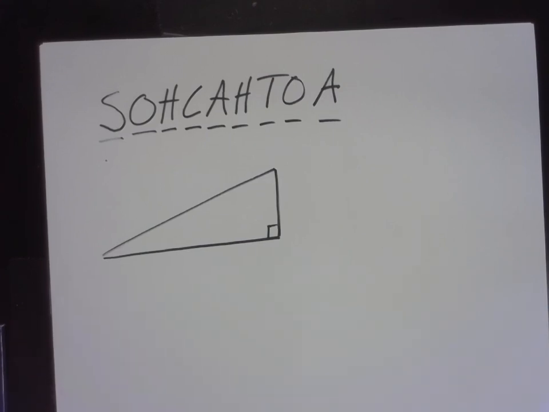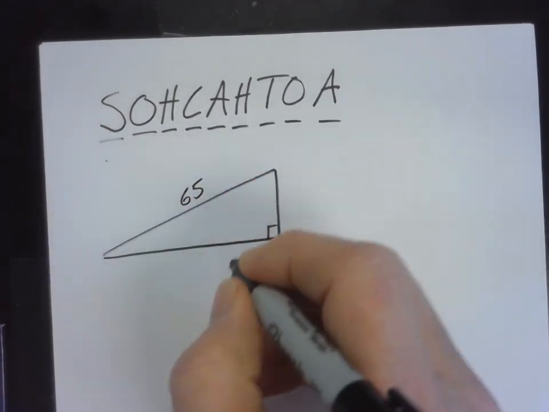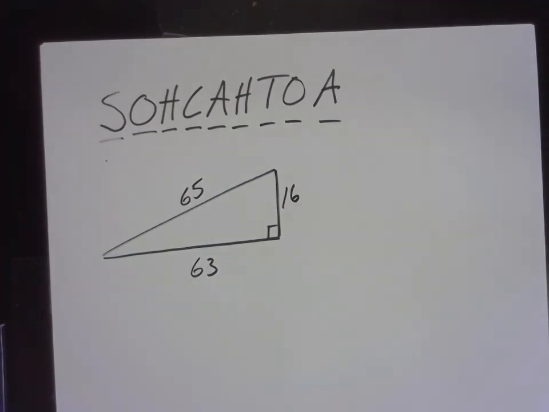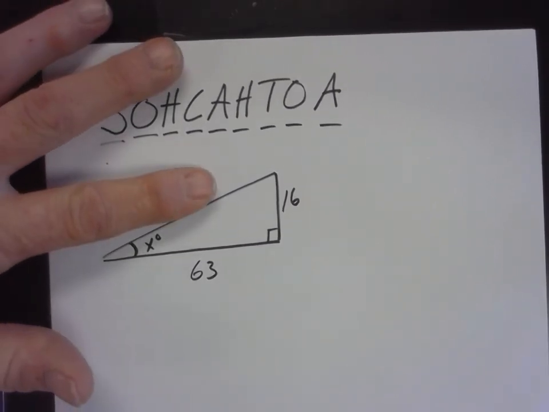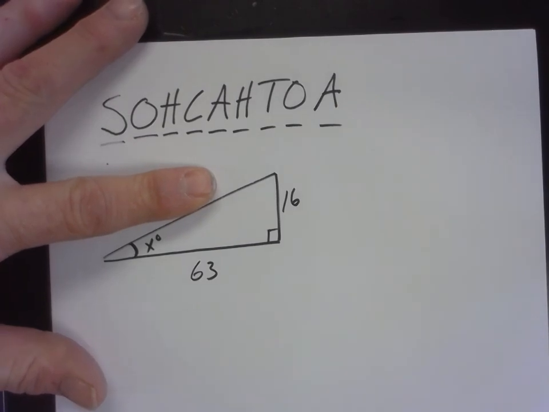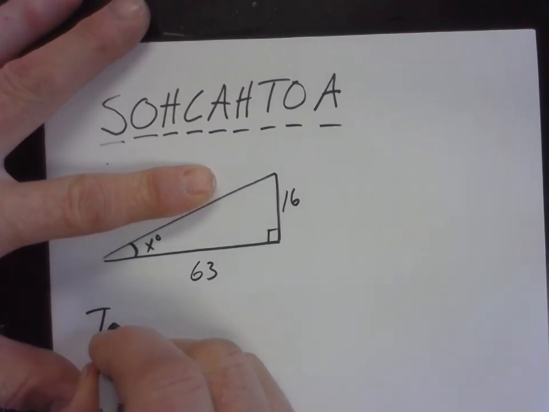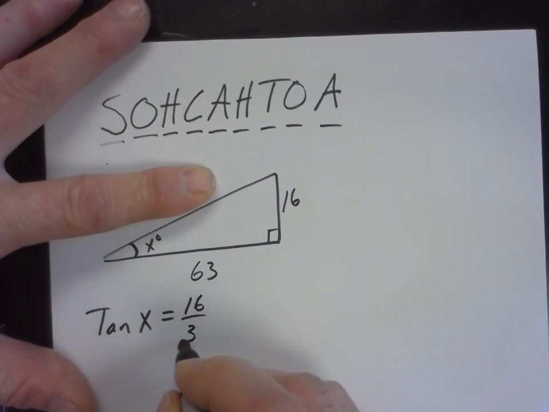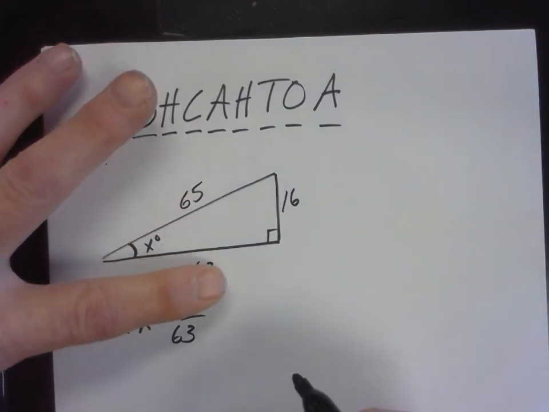Okay. So here, 65, 63, 16. What's the measure of this angle right here? I haven't asked you one time to find the measure of a missing angle. So we're going to look at that right now. So, oh goodness. If I knew that, what function does that make you think of? Tangent. The tangent of this angle right here, x, what would it equal? 16 over 63. Okay. Now, what are you thinking of now?